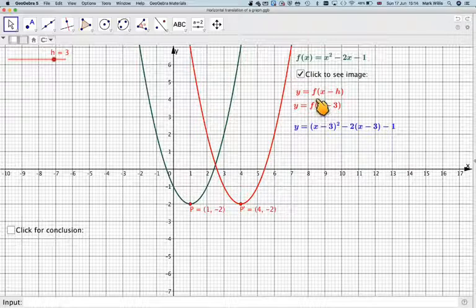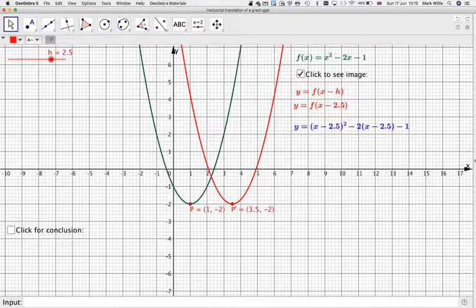However, you've got to be careful because that's written as x minus h, so h is actually 3. And because it's minus 3, it means it actually goes in the positive direction. If we want to find out what the actual function is, then instead of x, we need to put in (x minus 3) squared minus 2 times (x minus 3) minus 1 and work that out.